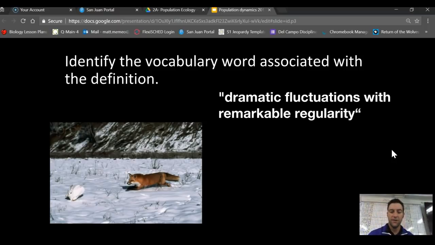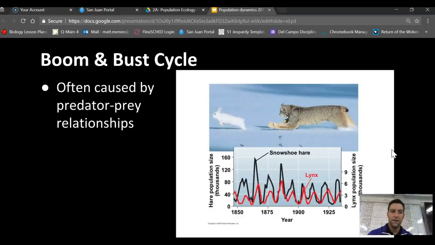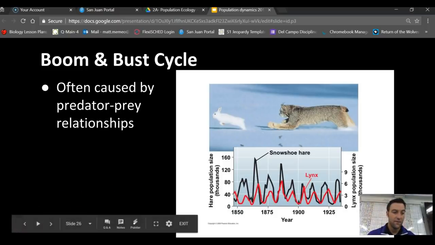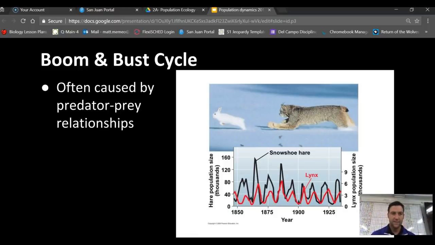So if we were to figure out or try and think about what vocab term that would go with, the one that makes the most sense would be what we call our boom and bust. Okay? So a boom and bust cycle would show populations that go way high and then they drop significantly. So we see this boom when they rise and then bust when they drop down. We look at these boom and bust cycles.